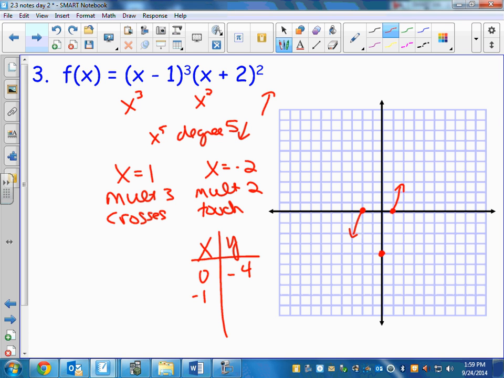If you plug -1 in there, here's why you should pick the points in between, because you might just make this go down. But I think if we plug -1 in here, it really goes down a lot further. Because if you plug -1 in there, you're going to get -2 to the third, which is -8, times 1 is -8.